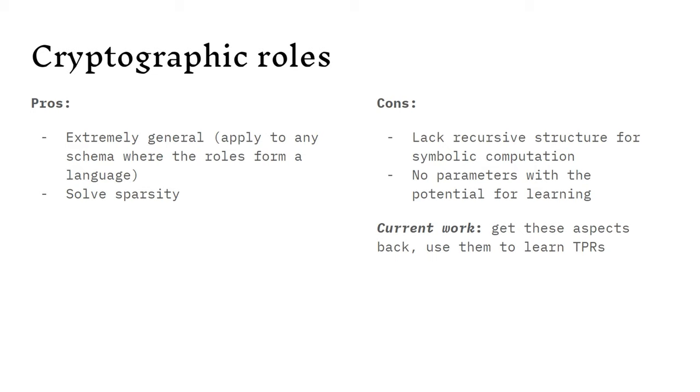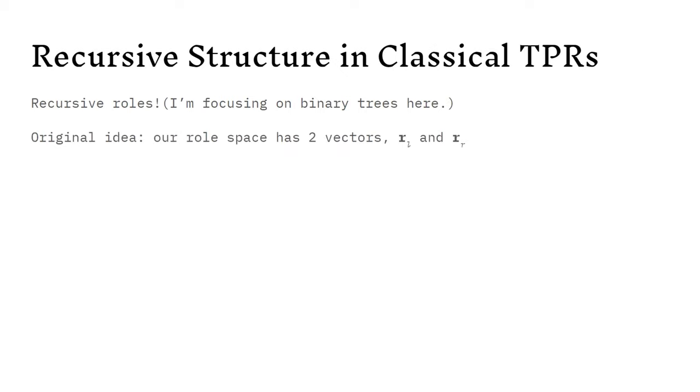And bleeding edge of TPRs. So we'll see how it goes. Well, I say that, and now I present the classical version, which Paul has alluded to. So to get recursive structure in classical TPRs, we have recursive tensor product binding to create the roles. I'm going to focus on binary trees for the remainder of the talk, just for simplicity's sake, although we have it all worked out for n-ary trees as well.